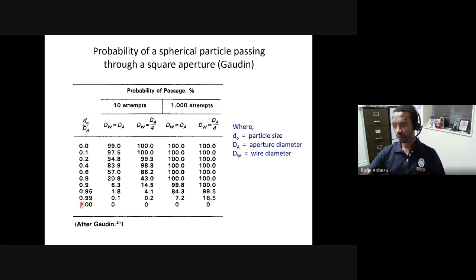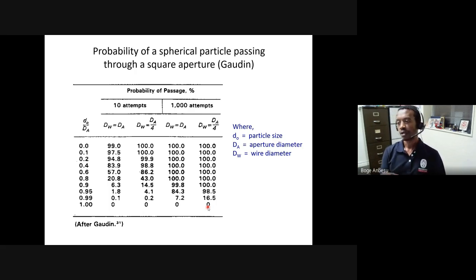When I say here in this table this ratio is 1, it means the particle is the same size as the aperture diameter. In this case, if the particle is the same size as the opening, that particle shouldn't pass through the screen. And therefore, the probability of passage will be 0, as you can see here. Whether I try 10 attempts or 1,000 attempts, the probability of passage will be 0 because that particle is the same size as the aperture, it can't pass through.